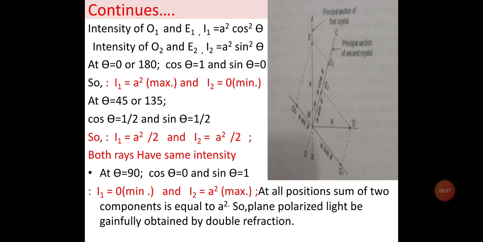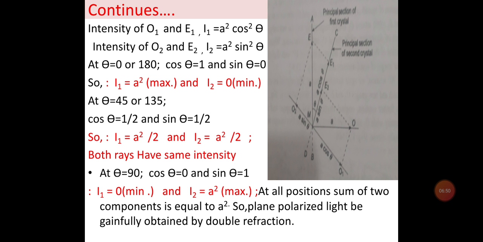If AB and CD represent the principal sections of the first and second crystals, which are inclined at an angle theta, then we can say that the ordinary light on entering the first crystal is broken into two plane polarized beams, as we have already discussed. So it was split into one ordinary ray, which was vibrating perpendicular to the principal section, and the other, an extraordinary ray, which was vibrating in the principal section AB. Let us consider A is the amplitude. As you can see in the figure, A is the amplitude of the ordinary and the extraordinary ray, which are represented by MO and ME respectively.